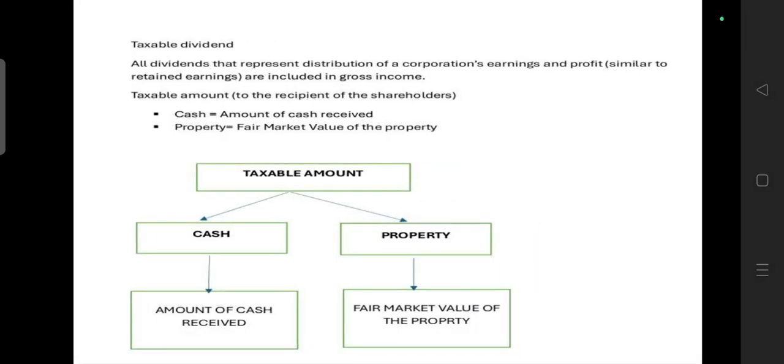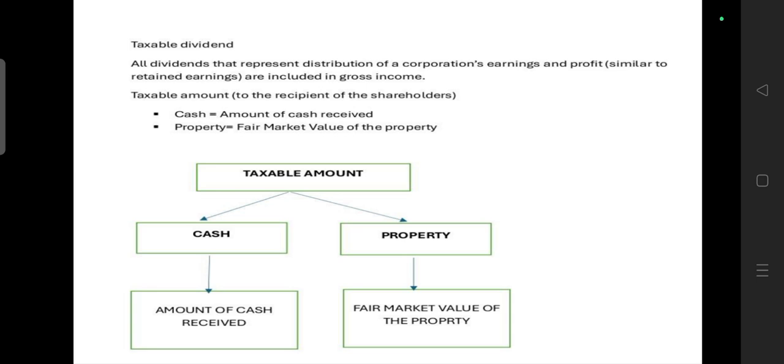Then the types of dividend. Two types of dividend we are going to discuss. If the dividend is received in the form of cash, just go through this diagrammatic representation. Whatever value of cash is received should be incorporated in our return. It should be shown as my income.